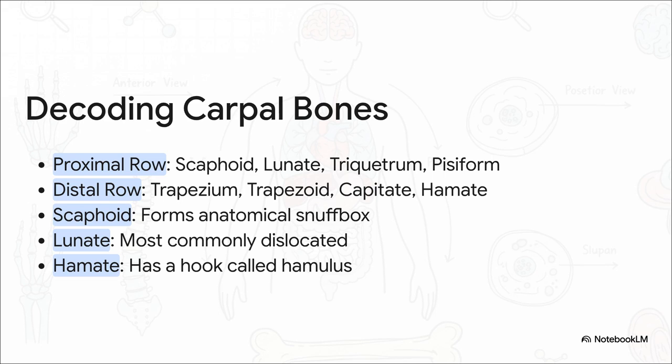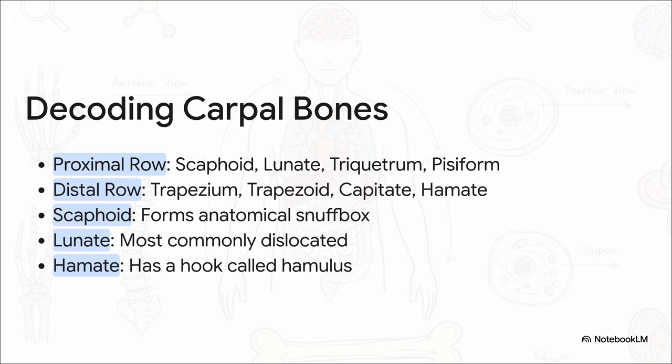Sum is for the scaphoid. This bone actually forms the floor of what's called the anatomical snuff box, right at the base of your thumb, and it takes the absolute brunt of the impact if you happen to fall on an outstretched hand. Lovers is the lunate, which is the most commonly dislocated wrist bone. Tri is triquetrum. Positions is the pisiform, which is another one of those tiny sesamoid bones.